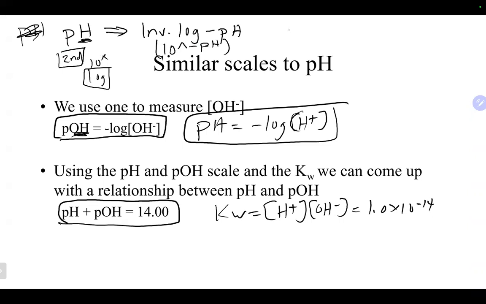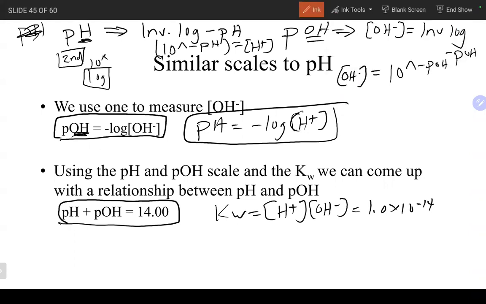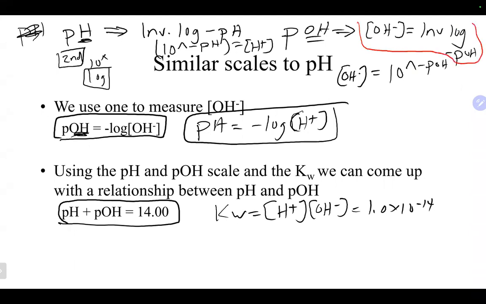You also, if you have the pOH, you could get the OH minus concentration from it. You can get the OH minus, which would be the exact same calculation, the inverse log of the minus pOH. And once again, that's usually a 10 and a caret minus pOH equals that OH minus concentration. So those also are a couple of helpful calculations that you can do to get what you're looking for there.